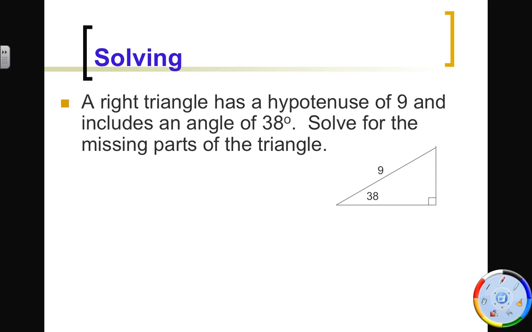So I'm going to put in what I know. Again, I drew a right triangle. I put in the fact that I knew one of the angles was 38, and I know the hypotenuse is 9, and we're going to use a little bit of simple math here. It's actually some simple trig. We're finally going to use some trig.